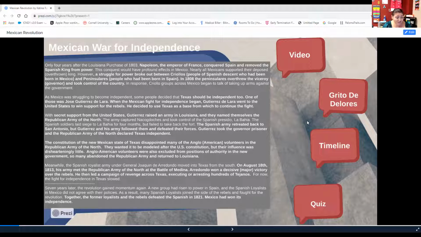So they were able to defeat the Spanish army and create independence inside of Texas. So this is the first time Texas becomes independent. But as we read on, we're going to notice it was short-lived.